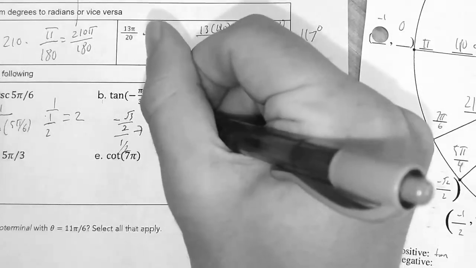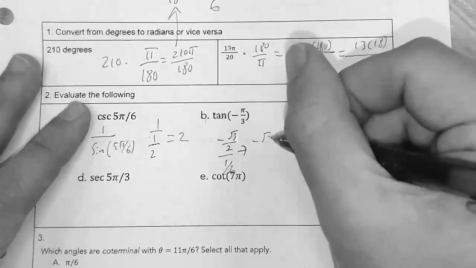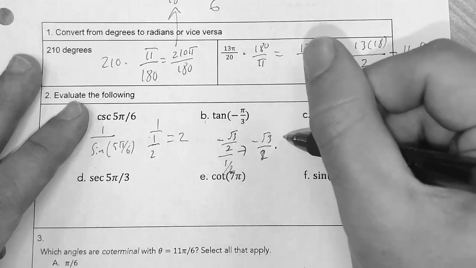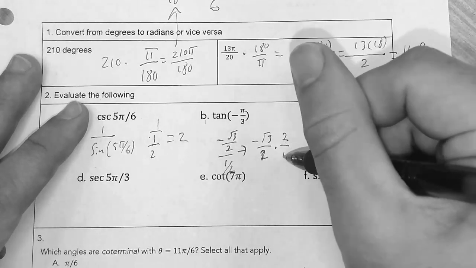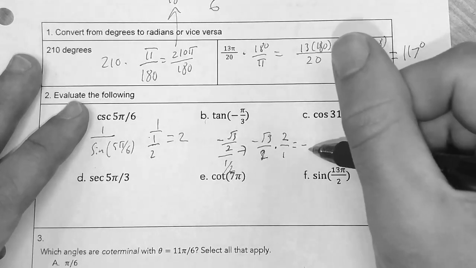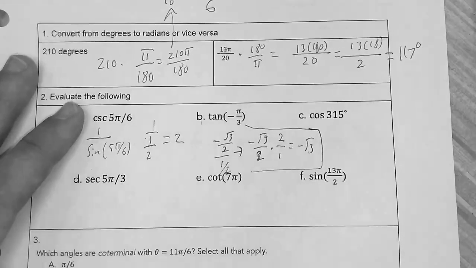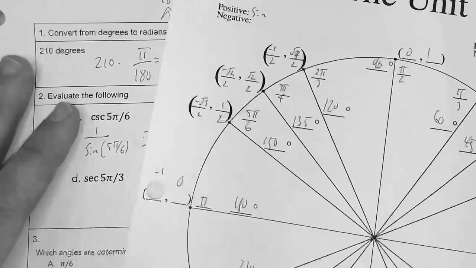That's the same as negative root 3. Negative root 3 is your answer. Okay? For cosine 315, if that one's easy, we're just going to go to 315.